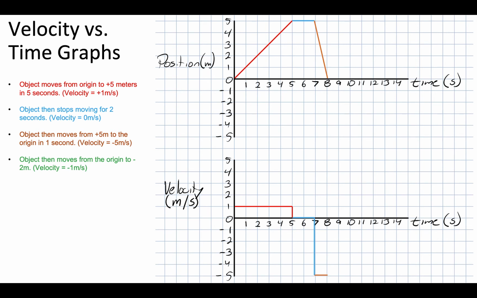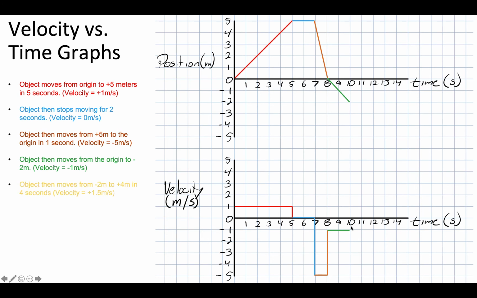Our next motion is the object moving from the origin to 2 meters. Sorry, negative 2 meters. That negative got cut off here. So the object is moving from the origin to a position of negative 2 meters, and it will do that in 2 seconds. And so we have a velocity of negative 1 meters per second, and that is going to look like this on the velocity versus time graph. So negative 1 meters per second velocity, and that is happening for these 2 seconds here.